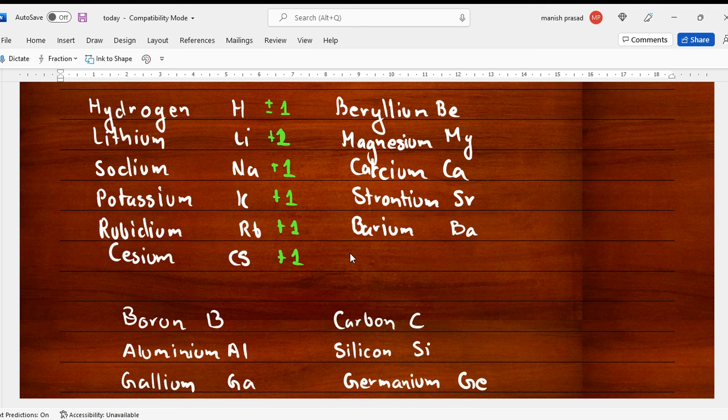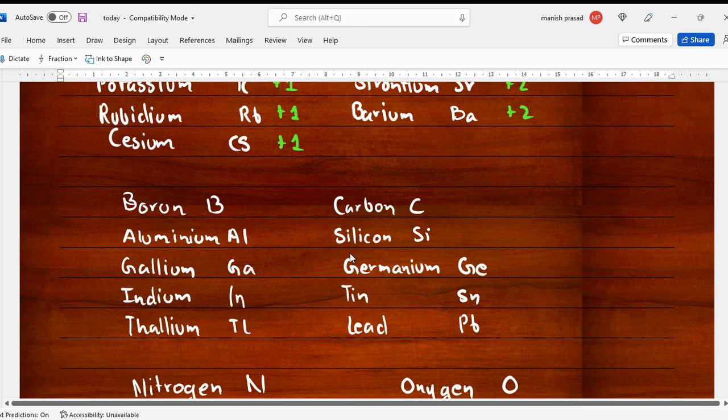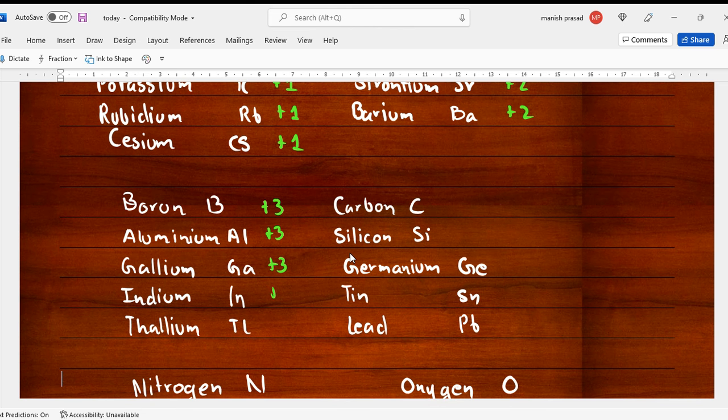Then from beryllium to calcium, they have a plus two valency. Then from boron to thallium, they have a plus three valency. Then carbon to lead: they have a plus four on top out here, a plus four and a plus two out here, and generally these guys have a plus two valency.